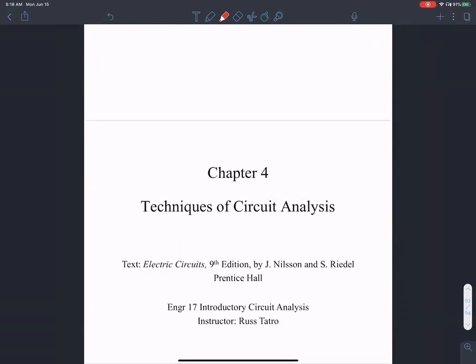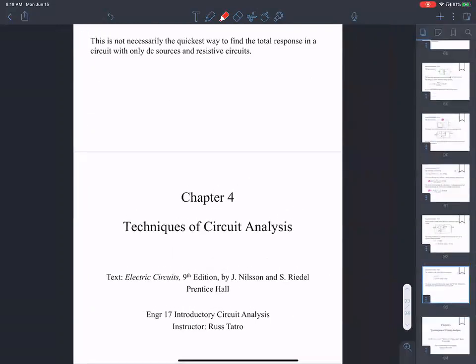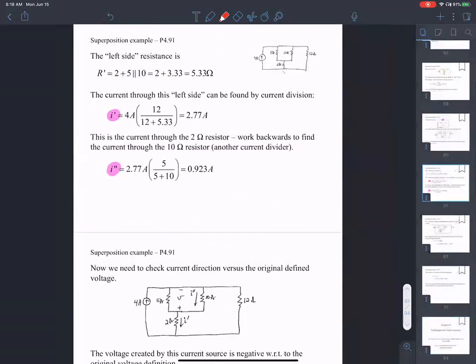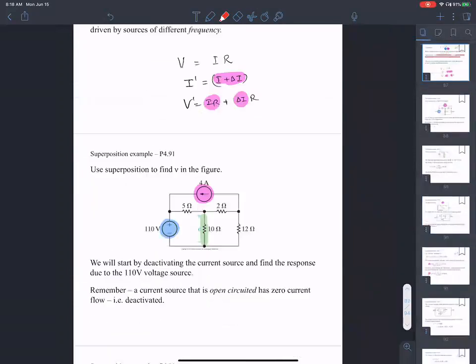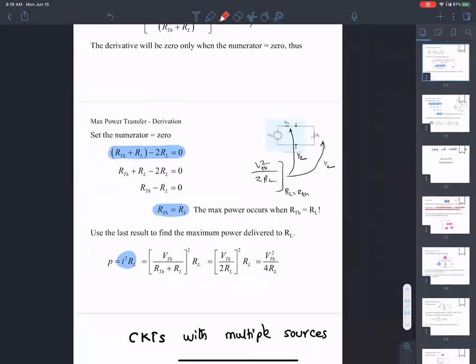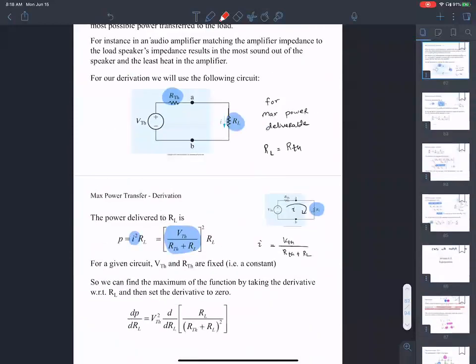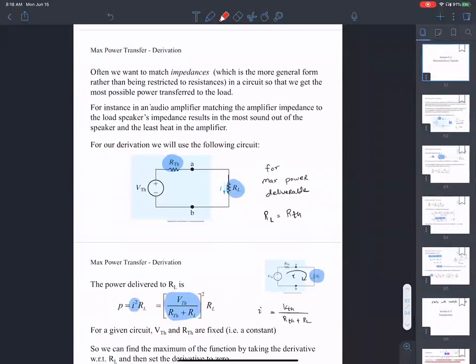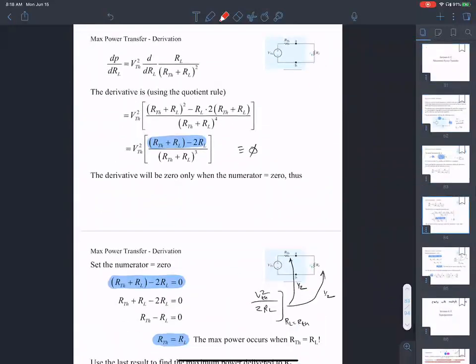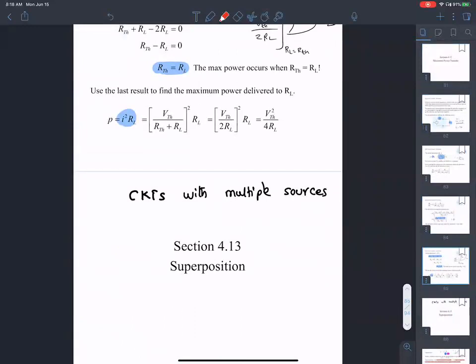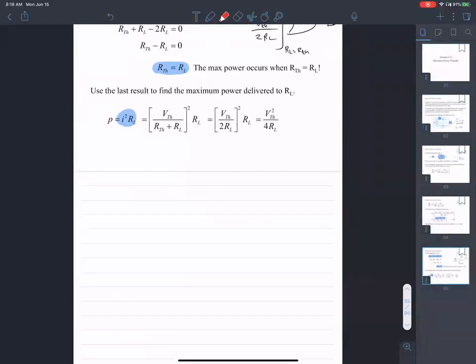Okay, let's see if I can add a page somewhere at the maximum power transfer. Okay, here. Let's do an example.